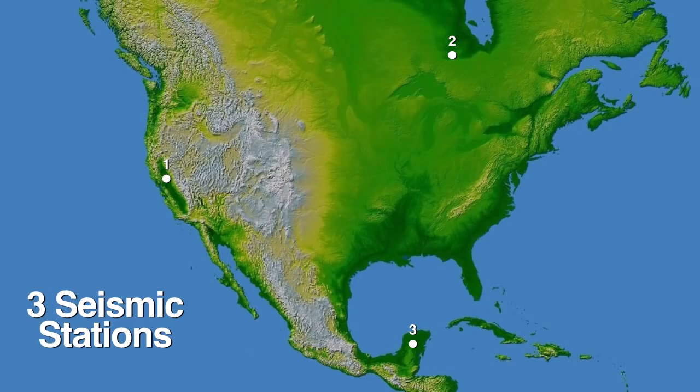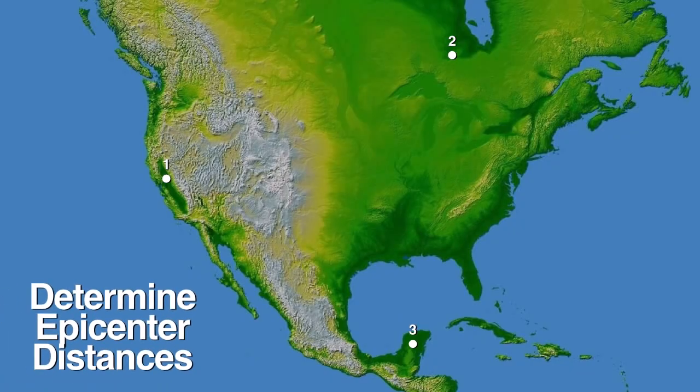So, step 1 is going to be to take the data, the seismograms from each of these stations, and determine each of their epicenter distances. That is to say, I want to know how far point 1 is from the earthquake, how far point 2 is from the earthquake, and how far point 3 is from the earthquake. And this is fairly easily accomplished. You would simply find out the difference in arrival times for the P waves and S waves, and then use a travel time graph to calculate the distances.